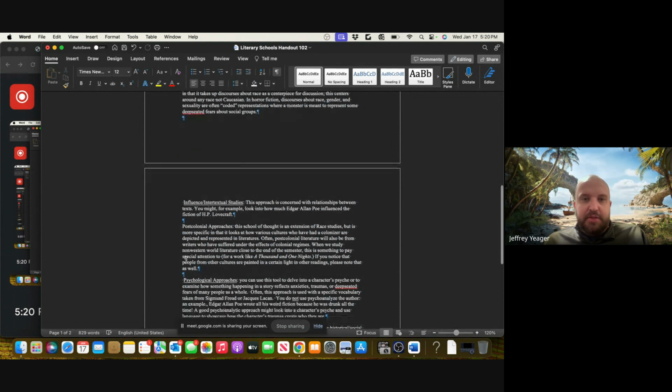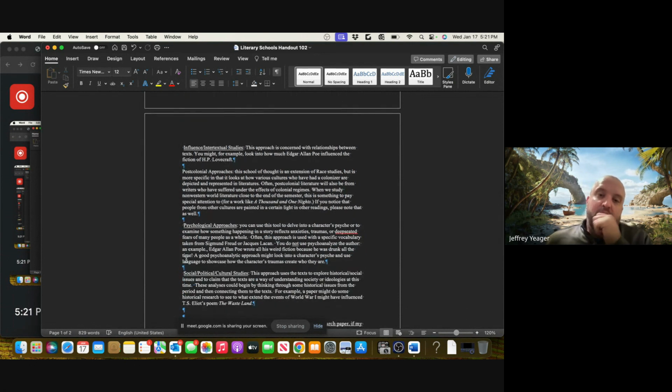And then we have influence studies. As we read through different stories in our class, you might think, okay, how did an earlier writer influence a later writer? To do that, you oftentimes have to show that the later writer actually read the earlier writer. Sometimes that takes biographical evidence. But sometimes you can just assume the writer probably read it.